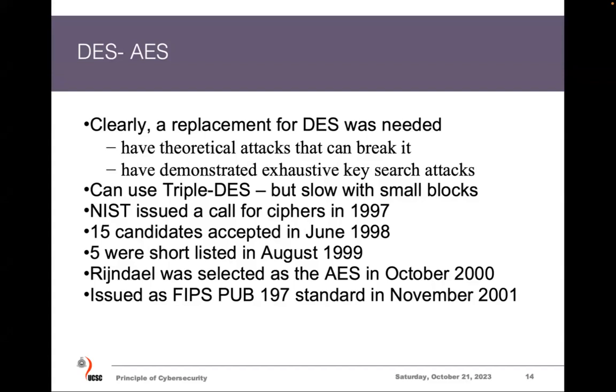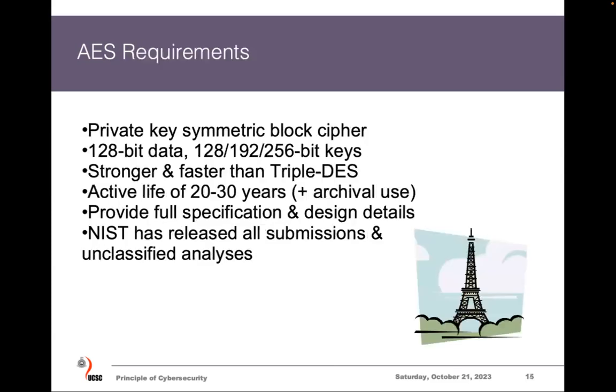AES is an open standard. You can get the specification by searching FIPS publication 197. Federal Information Processing Standards publication 197 fully explains the Advanced Encryption Standard. If you want the detail, you search that and read the document. I will teach you the highlights.